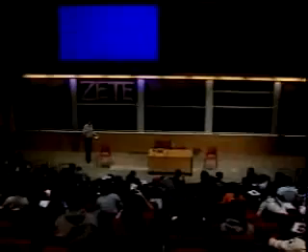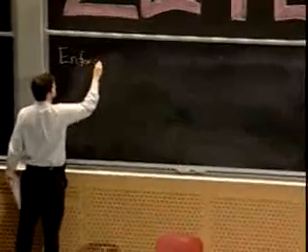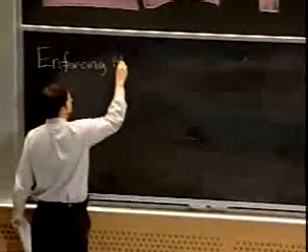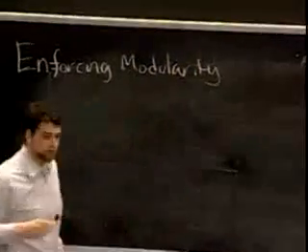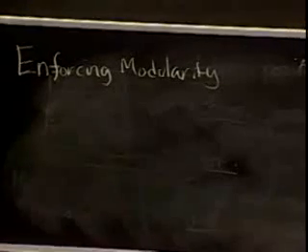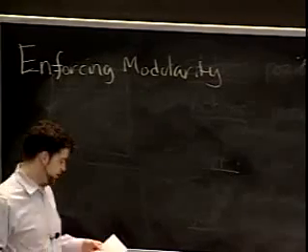So today we're going to continue our discussion of enforcing modularity. In particular, if you remember last time, we spent a lot of time talking about how we can create a virtual memory so that we can have multiple programs running on top of one piece of hardware that all appear to have a separate address space or a separate memory.